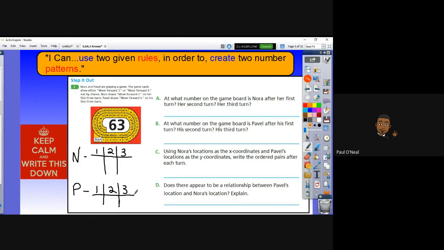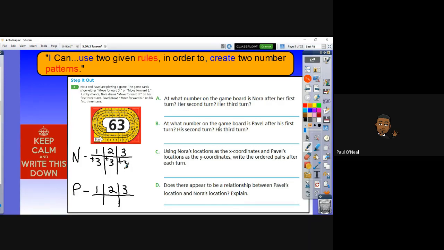Now, it says move forward 3. That's what Nora drew, and she has to do it for her first 3 turns. So when I think of that, if she's starting at start, she's going to advance 3 times, or 3 spaces. So let's just say +3. And her second turn, same thing, +3. Her third, +3. So each time she is advancing an additional 3 spaces.